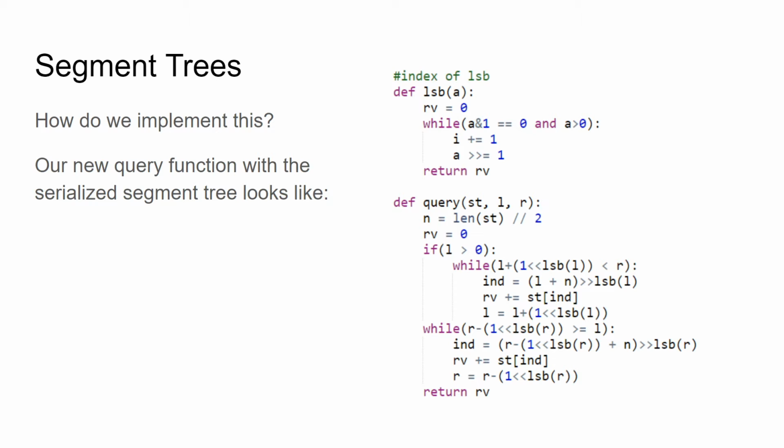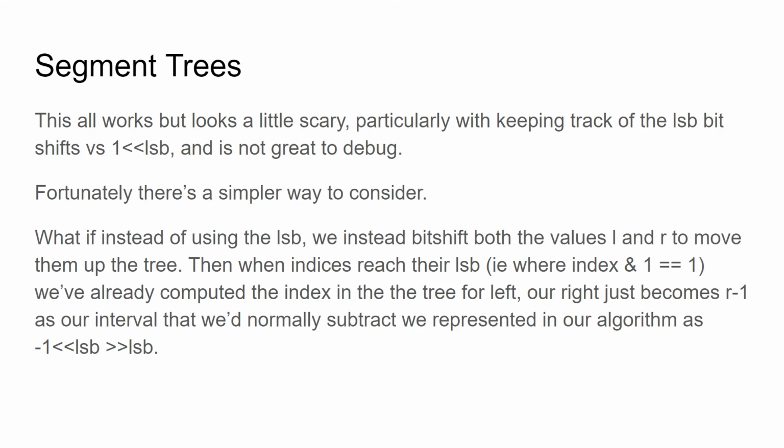Luckily, we don't have to do something like this. We can make this function quite a lot simpler. But this does work. This is technically a segment tree, just using that idea that our interval from before is now serialized as an actual index. So this all works, but it's a little scary, and there is an easier way to go about this.